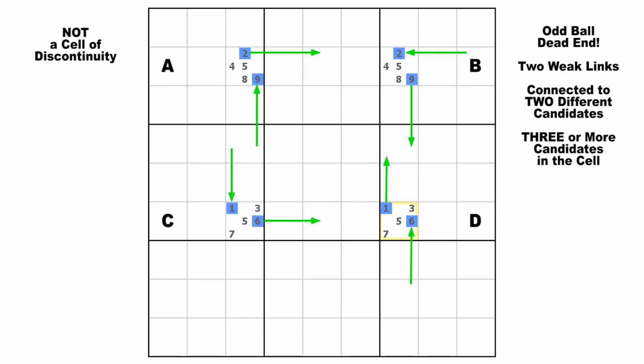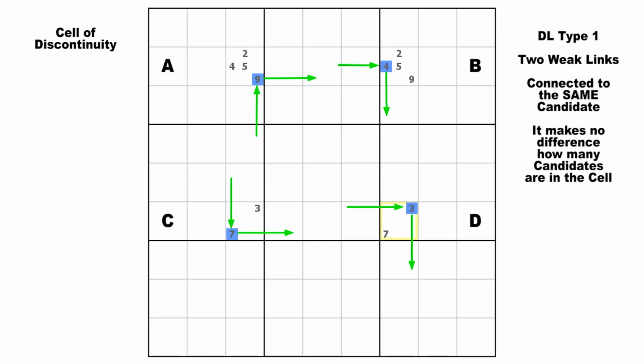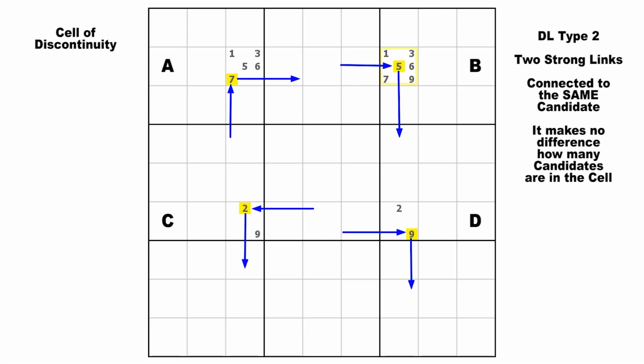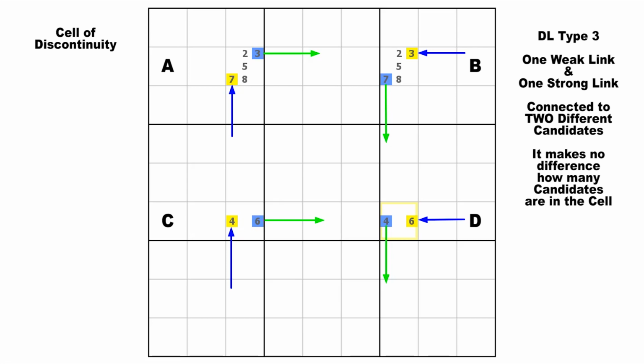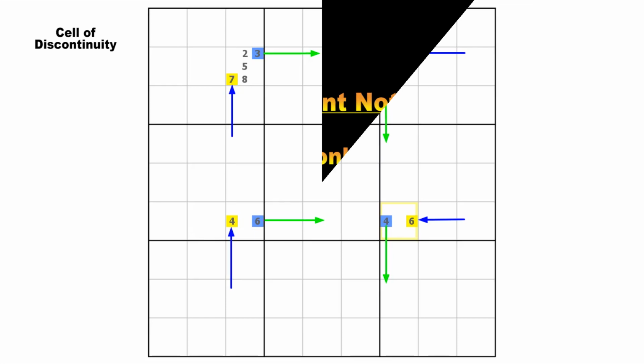Now, before we wrap up for today, let's review and try to memorize the 3 configurations that will constitute a cell of discontinuity. First, we have 2 weak links connected to the same candidate. Then we have 2 strong links connected to the same candidate. And finally, we have 1 weak link and 1 strong link, each connected to a different candidate. These are the 3 configurations you want to watch out for.